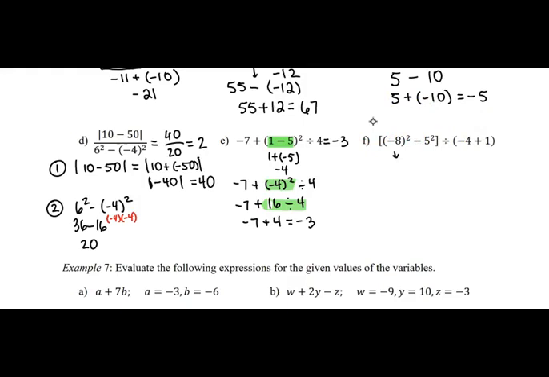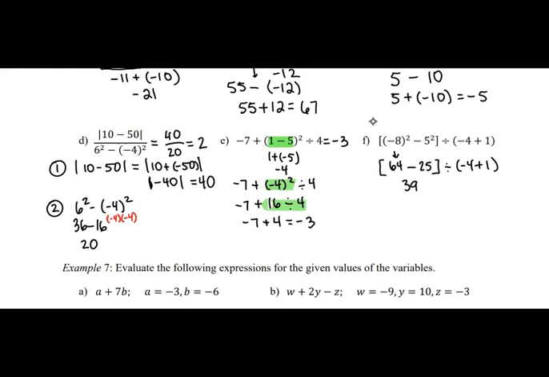That would be negative 8 times negative 8, which is 64, minus, I'm sorry, that's not a plus, that's a minus. So 64 minus 5 squared. 5 squared means 5 times 5, which is 25. So still in these little brackets, divided by negative 4 plus 1. Let's do 64 minus 25. That will give me 39.